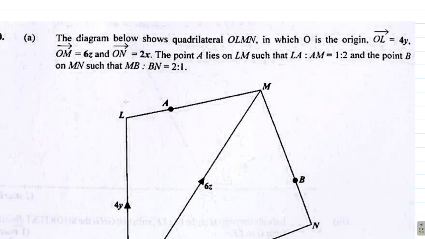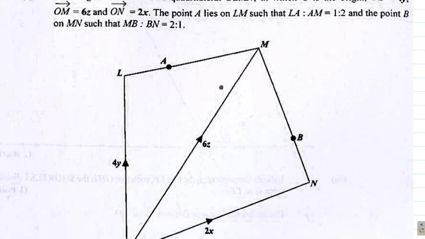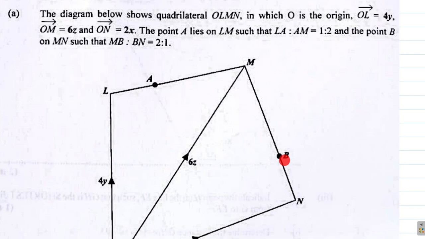So if you should measure it and say, suppose this was 10 centimeters, then this would be 20 centimeters, for example. So what they're saying is that this distance is 2 times this distance, so it's 1 to 2. And the point B on MN, they have B here, is such that MB to BN is 2 to 1. So from M to B is 2 times the distance from B to N.